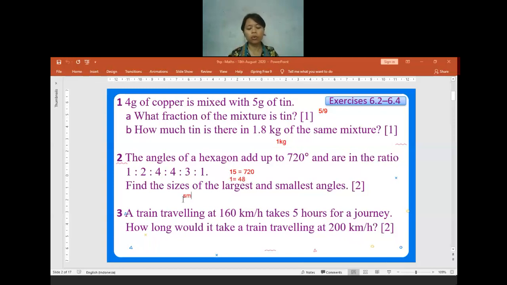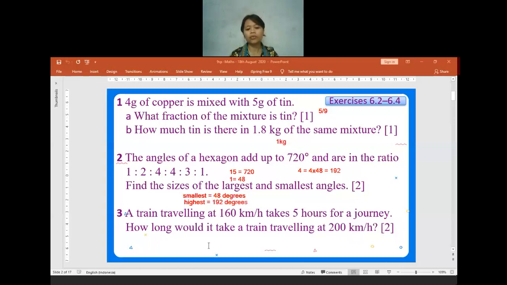So the smallest one in here will be 48 degrees. And then the highest one is the number 4. So it will be 4 times 48, which is equal to 192. So the largest one will be 192 degrees.